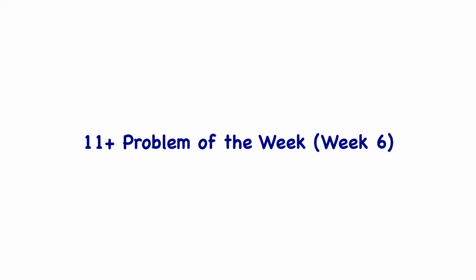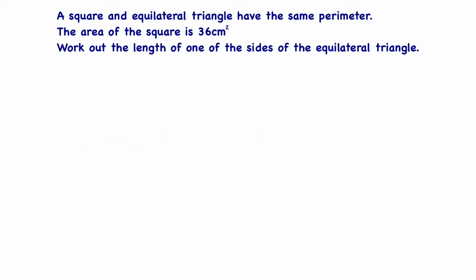11 plus problem of the week, week 6. Let's look at this week's question. A square and equilateral triangle have the same perimeter. The area of the square is 36 centimetres squared. Work out the length of one of the sides of the equilateral triangle.